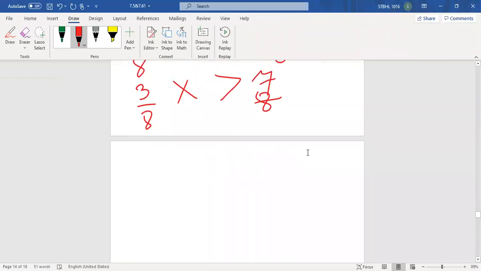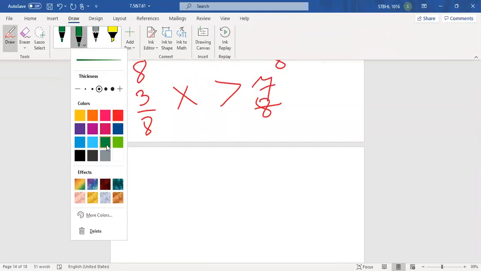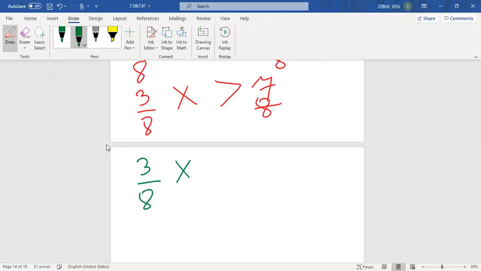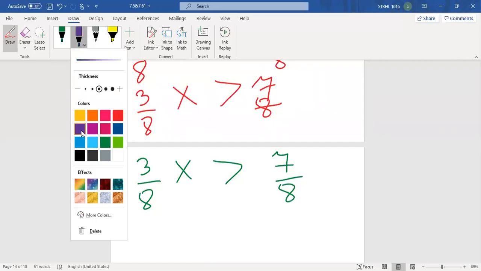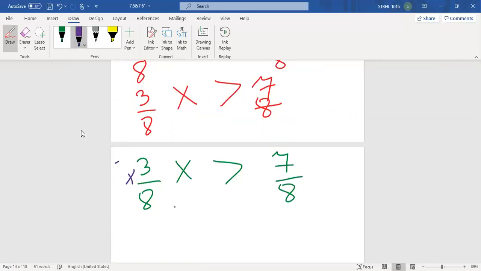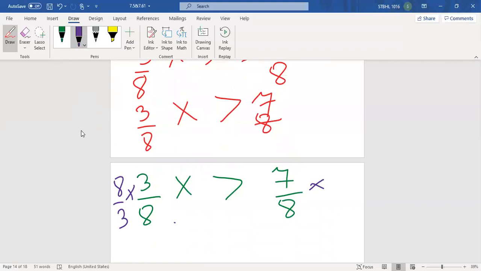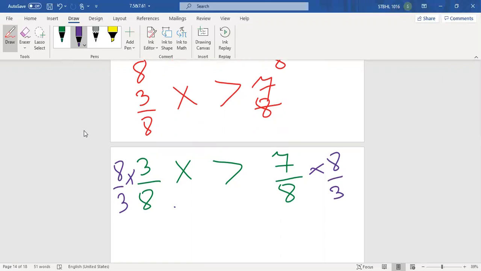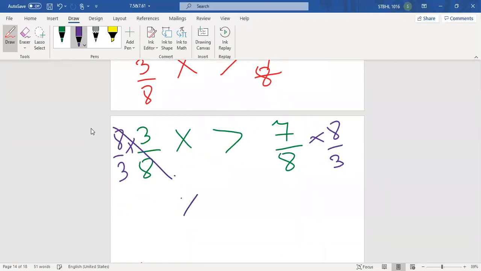Now 3 over 8x is more than 7 over 8. Yes, grade 7. Now I need to isolate the variable alone by multiplying by the reciprocal. The reciprocal of 3 over 8 is 8 over 3. Multiply the second one by 8 over 3. Now cancel these together, so x is more than.